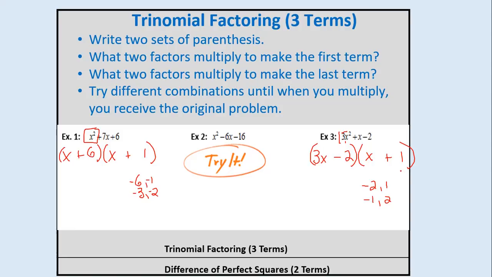So 3x times 1, that's 3x. -2 times x, that's a -2x. Oh, goodness, I got it to be an x. That's positive x. So this is correct.